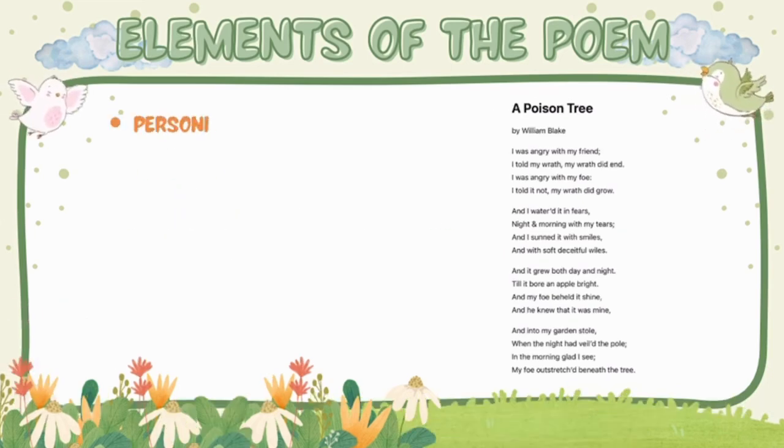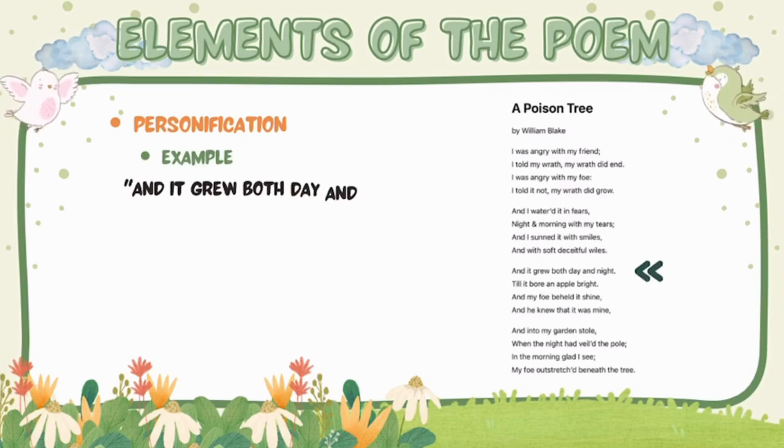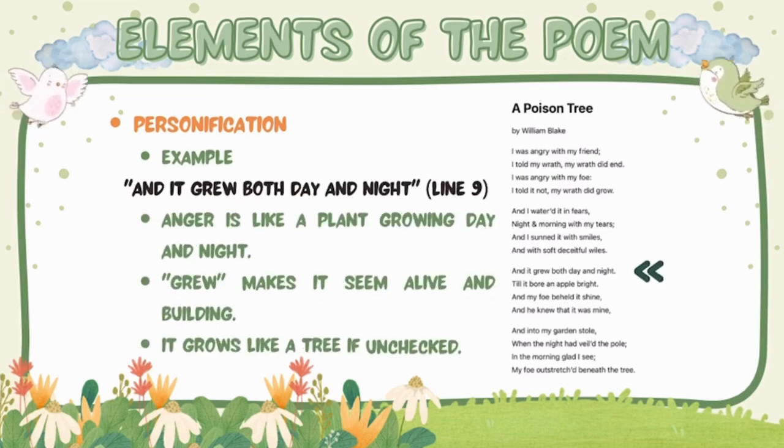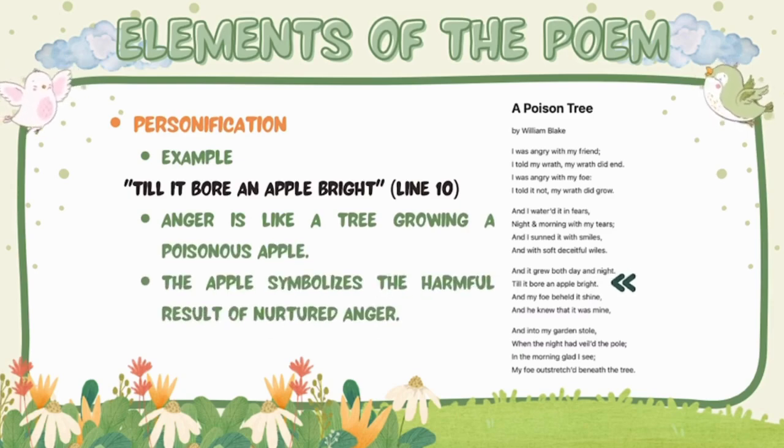The next figurative language is personification. In A Poison Tree, William Blake uses personification to make anger feel like a living thing. In line 9, "And it grew both day and night." Anger is treated like a plant that grows constantly, needing attention. This shows how anger builds up over time. And the next example is in line 10, "Till it bore an apple bright." Anger is compared to a tree producing a poisonous apple, symbolizing the harmful result of nurtured anger. By giving anger human qualities, Blake shows how unchecked anger can grow stronger and more dangerous.